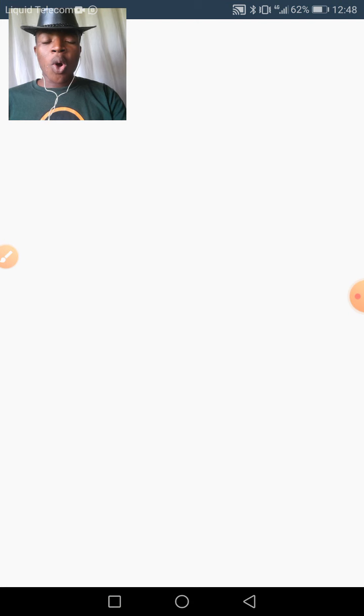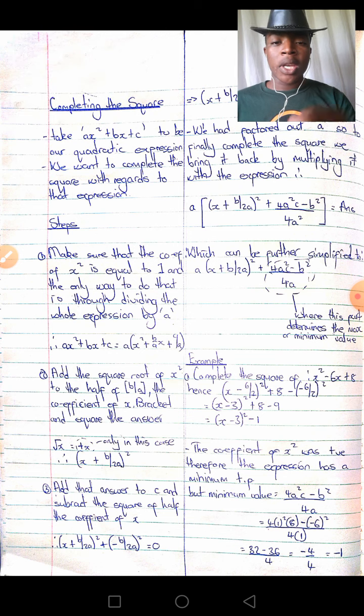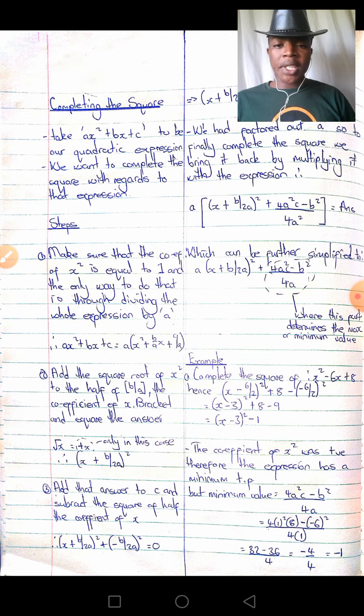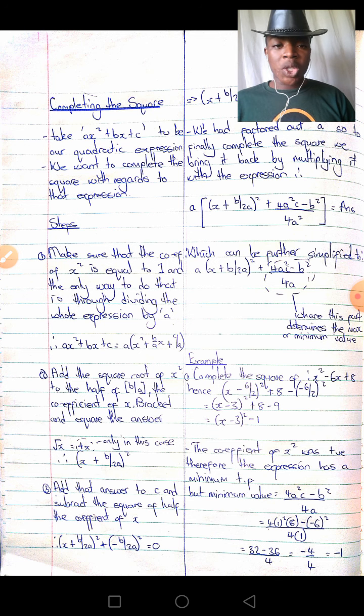Okay, so on this page we are looking at completing the square, right? We are continuing polynomials and functions. Now we have an example. We take ax squared plus bx plus c to be our quadratic expression. Hence, if we are asked to complete the square of that expression, what do we do? We go over the following steps.